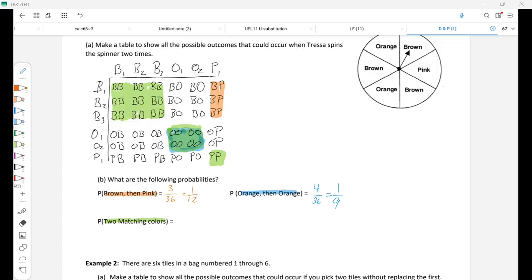When we count how many different things we have shaded, we have 9 brown-browns plus 4 orange-oranges plus 1 double pink. And that gives me 9 plus 4 plus 1, which is 14 out of 36. So we'll write 14 out of 36. Again, the calculator will simplify that one, and that's 7 out of 18.